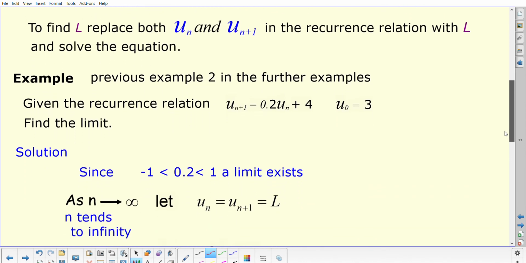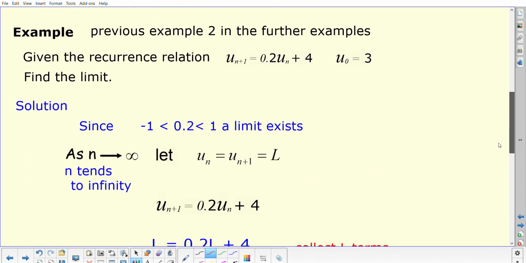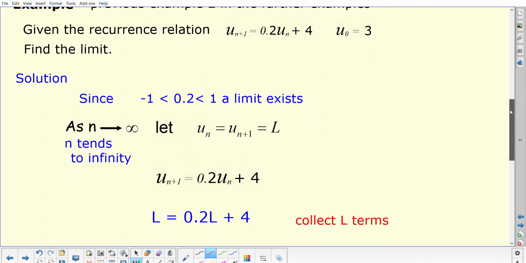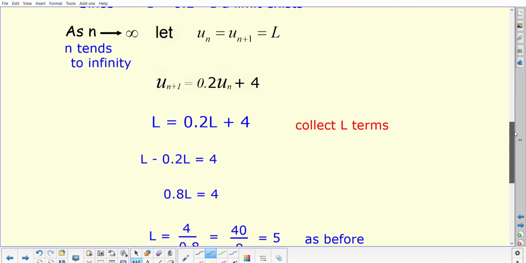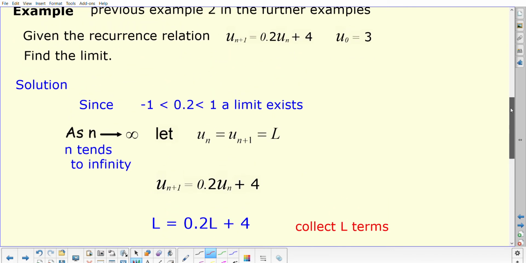Now, this is the method that we would go through. We've already looked at this recurrence relation, un+1 = 0.2un + 4 with u0 equal to 3, and we found that it did have a limit of 5. So I already know that. What we write down though, and this is the method I need you to follow, is to say why a limit exists when you're looking at a recurrence relation.